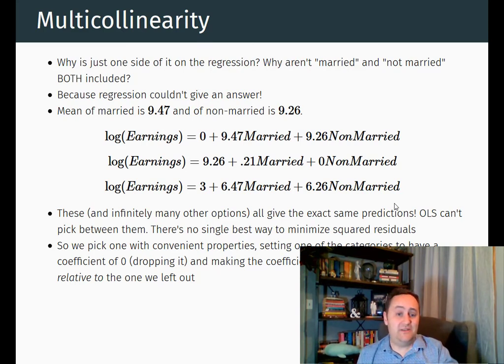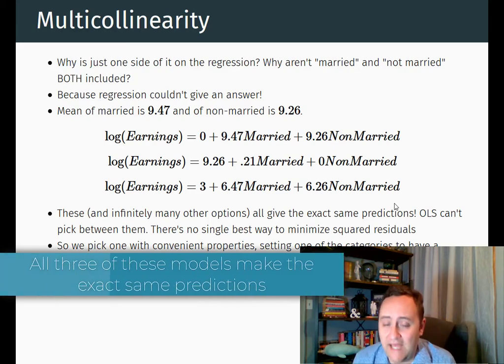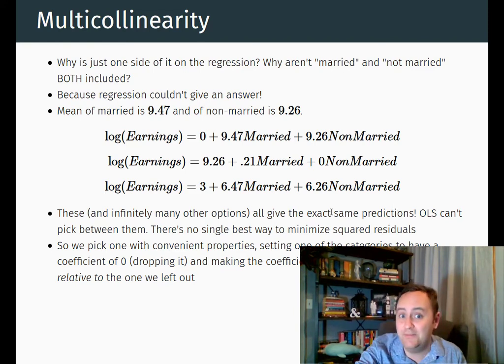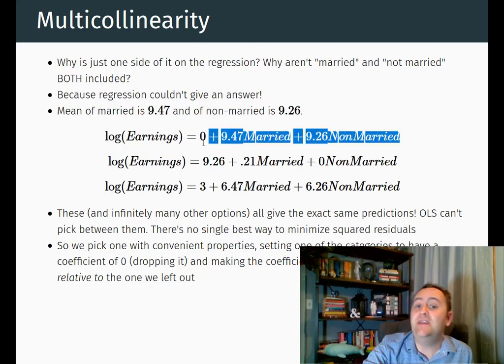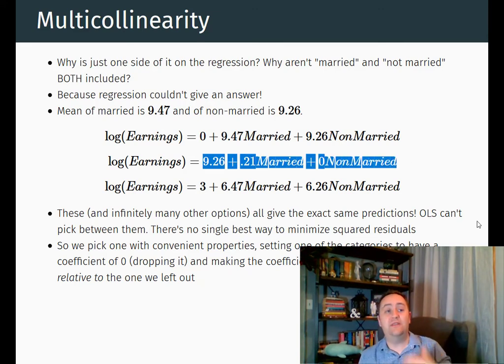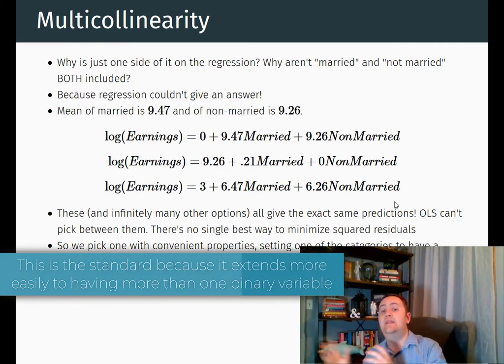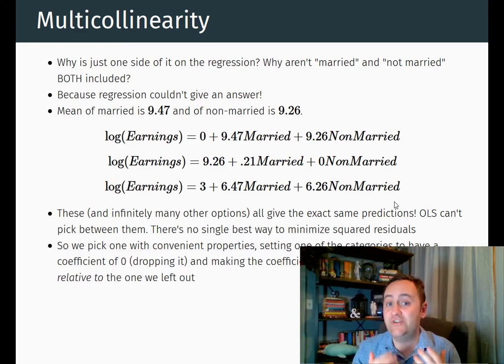And now the problem is not necessarily that any of these are wrong, it's that OLS has no way of picking between them. So it can't give me a single answer as to what minimizes the sum of squared residuals, because there's a bunch of different options that minimize the sum of squared residuals. So what I'm doing by leaving out non-married is I'm basically choosing between these different options, and I'm saying I want this version right here. You could, if you wanted, choose this version and leave out the intercept. That's something that you can do, but a standard is to leave out one of the categories and then make the coefficient on the remaining value relative. So the coefficient on married is relative to not being married. Which, by the way, we can take that logic and extend it to variables that have more than two values.